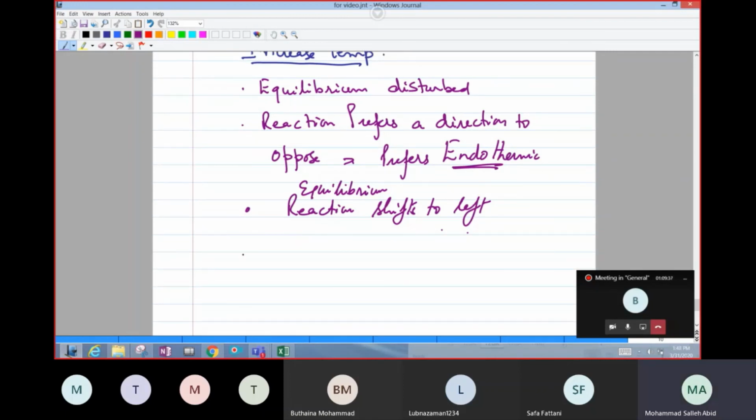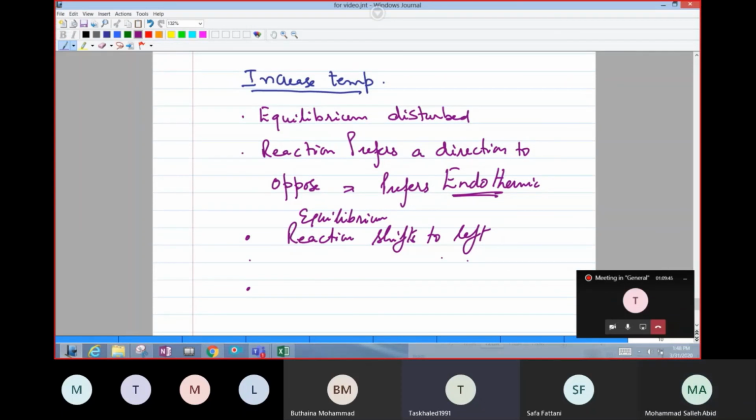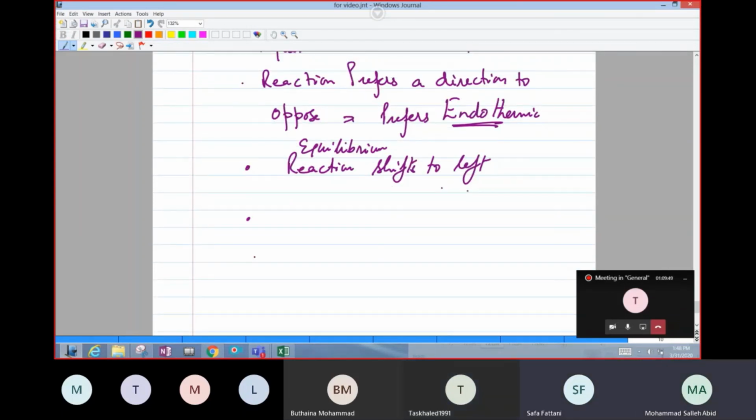And if the equilibrium shifts to the left, Tasneem, what will happen? Products decrease. Good. Very good. So the percentage yield, or the yield of the products, decreases.